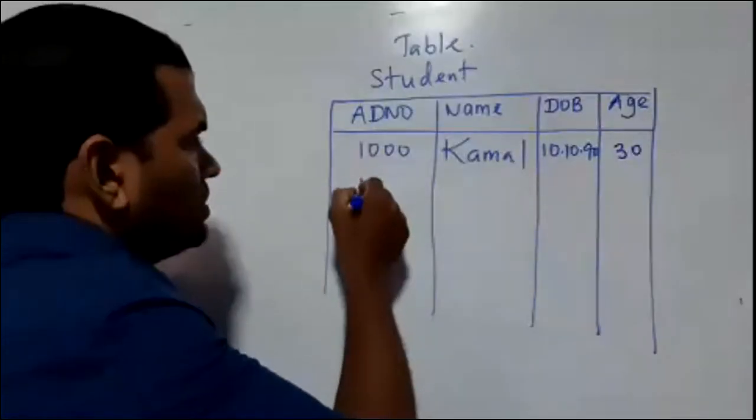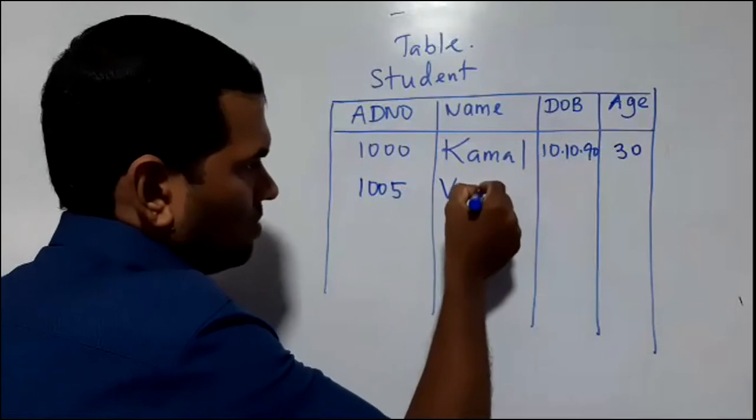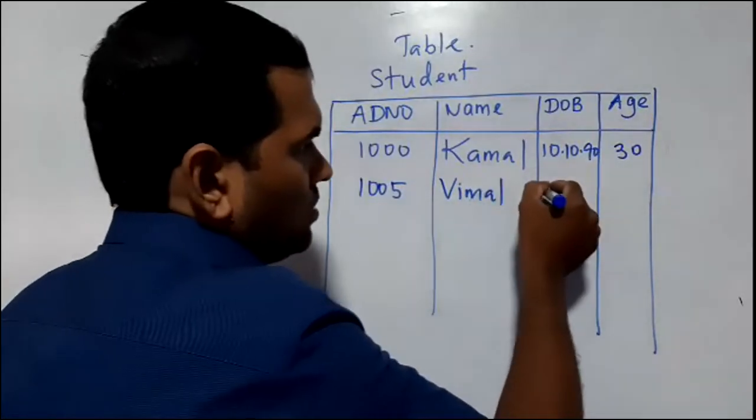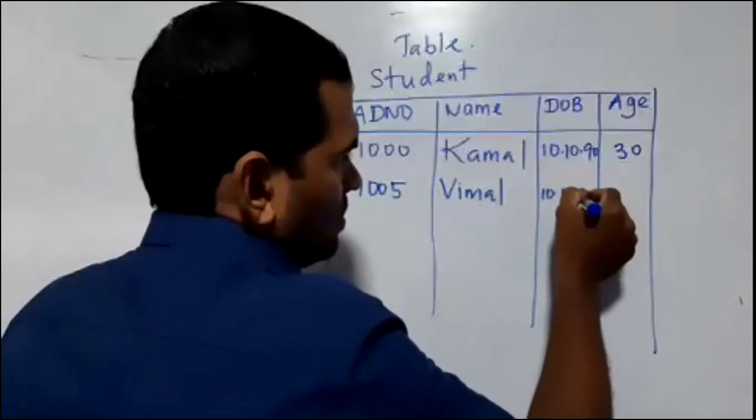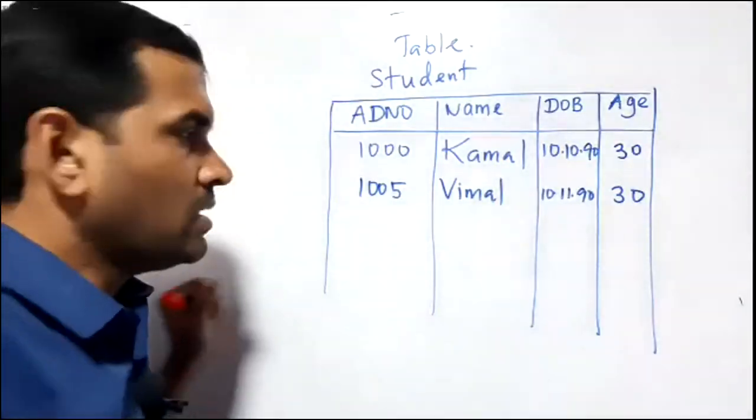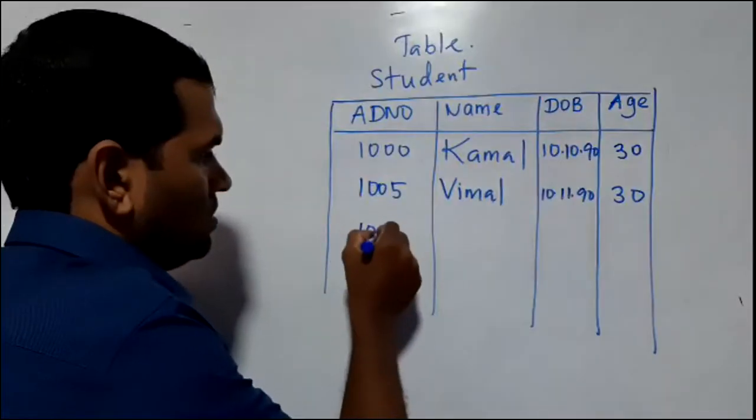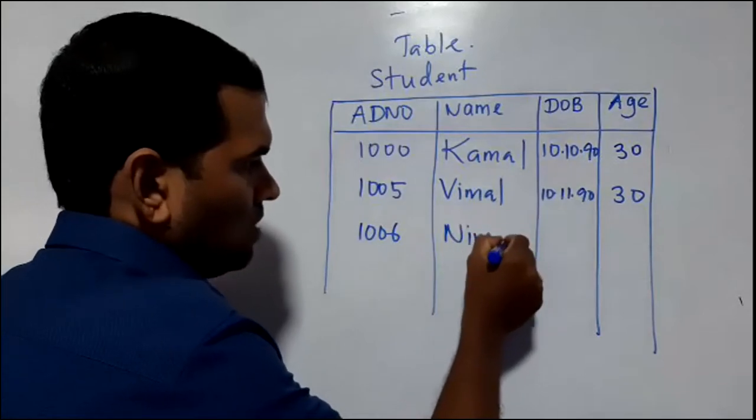So there is another person, 1005. I take him as Vimal. So his date of birth. So this is the second person. Third, 1006. I take him as Nimal.